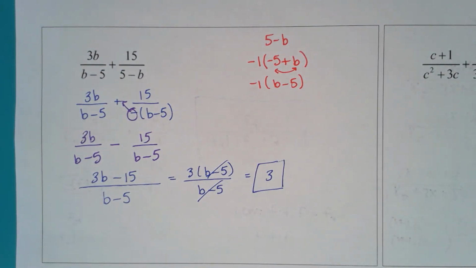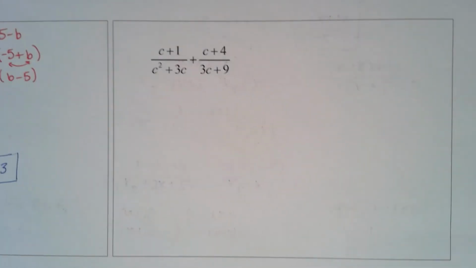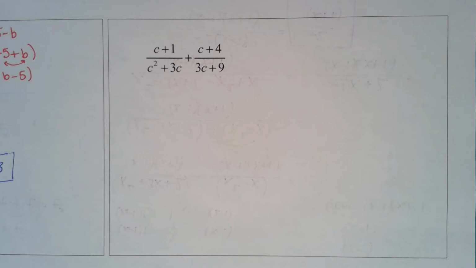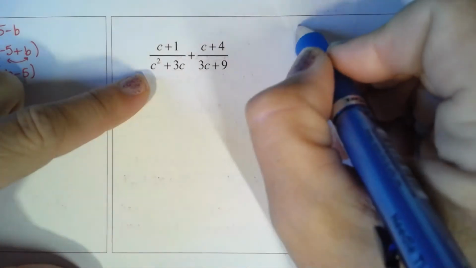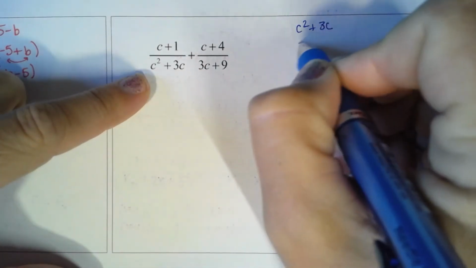Good. Certainly pause whenever you need to. All right, let's take a look at this one. We're trying to add fractions. We need a common denominator, and to find that common denominator, we are going to factor both denominators.